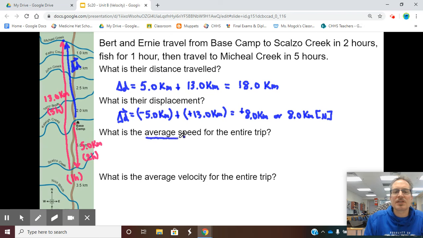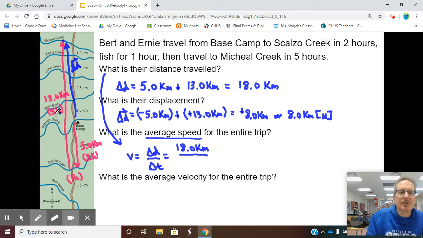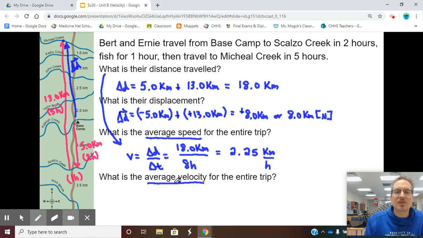Now, we'll notice this question says average speed. In order to determine speed, we need distance. So, speed equals change in distance over change in time. So, my distance we've already calculated to be 18 kilometers. My time is 2 hours, 3 hours, 5 hours. That's going to be 8 hours. 18 divided by 8. The average speed of this trip is 2.25 kilometers per hour.